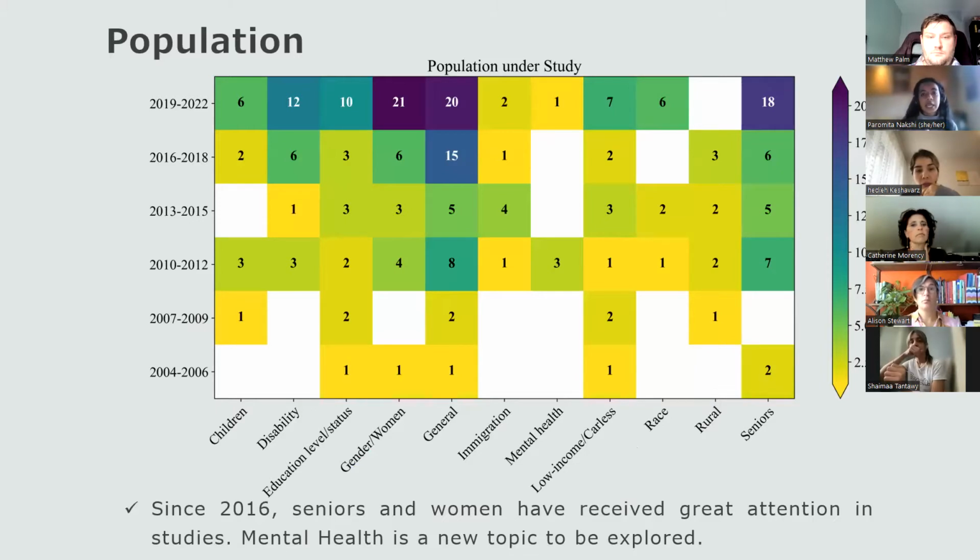This is an interesting chart, I think, that shows which population groups have been focused on in these studies more. We have found that seniors and women have received greater attention compared with other populations. Although a lot of studies focus on the general population as a whole and did not explicitly focus on a particular group, apart from that, women and seniors were the groups that a lot of studies focused on. And at the same time, there was quite a lot of focus on people with low income, people who are involuntarily carless, and people who have any kind of physical disability or mental health conditions.